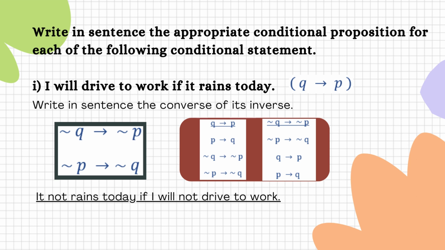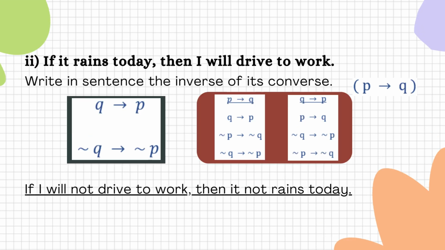The first is, I will drive to work if it rains today. Symbolic form is Q implies P. So write in sentence the converse of its inverse. First, we need to find the inverse from Q implies P, so we will get not Q implies not P. And from not Q implies not P, we need to find the converse. So in the end, we will get not P implies not Q.